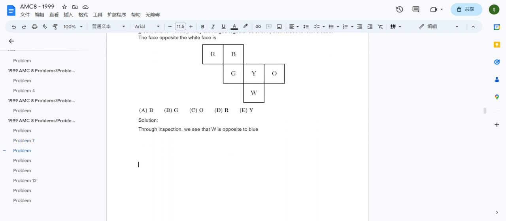We're able to see that through inspection, W is opposite to B. Because think about this. B goes up. R goes attached to B. Thinking this way, it becomes BRG. We let G rotate. G is left. B is front. R is up. And W is attached to the opposite of B. Hence, in this case, the answer is going to be W.